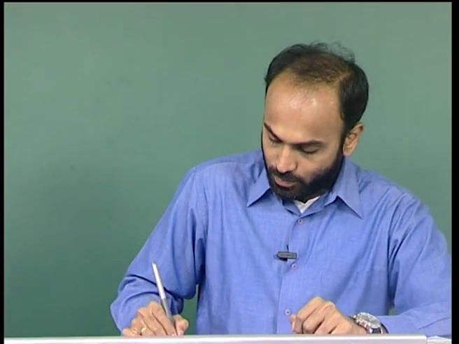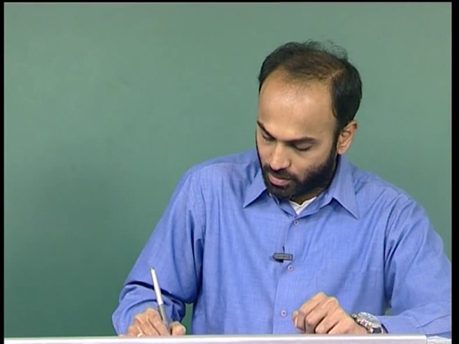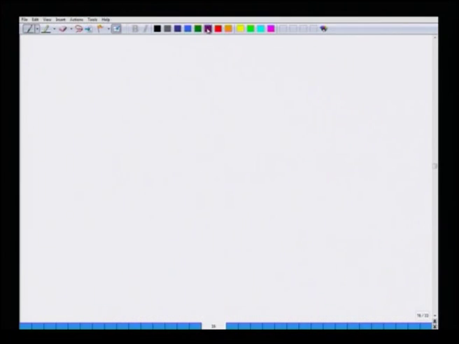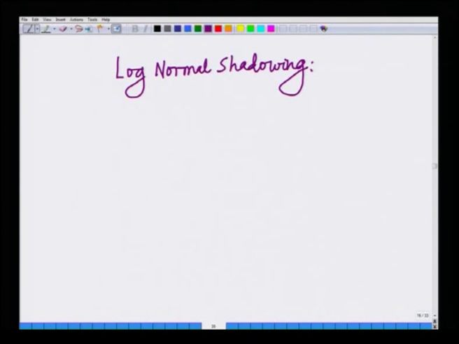Let us now consider the log normal shadowing, that is the other aspect of a wireless communication system.